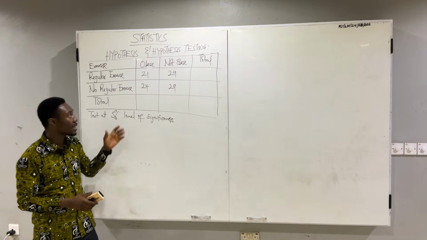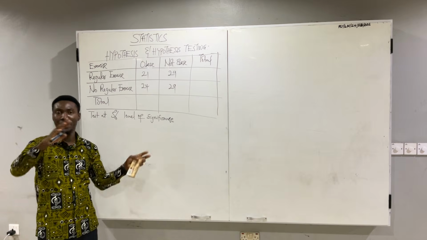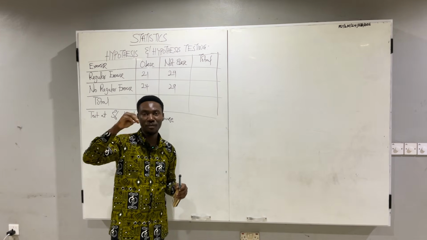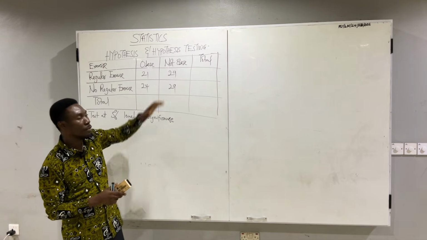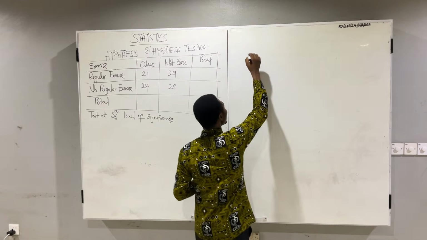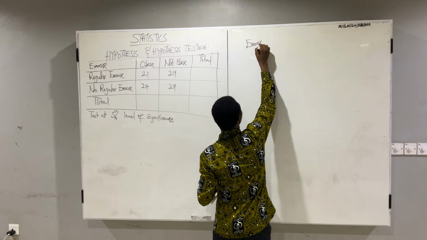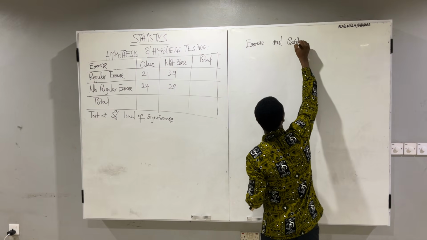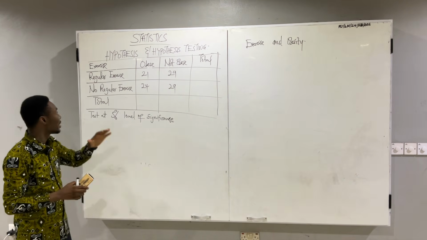So you see, in this test, it's like we want to look at the relationship between exercise and obesity. Okay, and in chi-square test, we will always give you the two variables. We want to look at the relationship between exercise and obesity. Is that okay? So look at how we interpret the table.